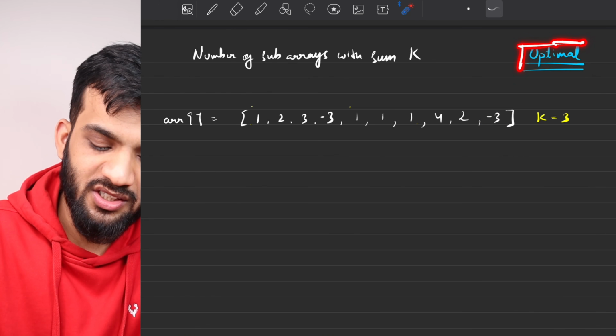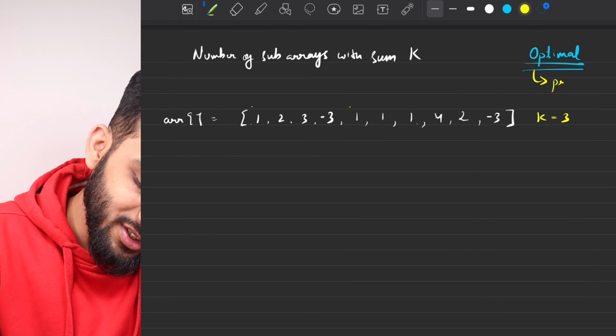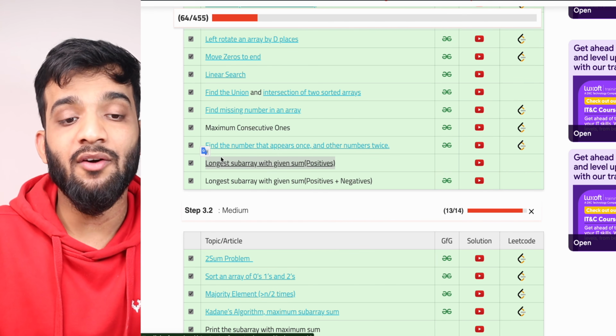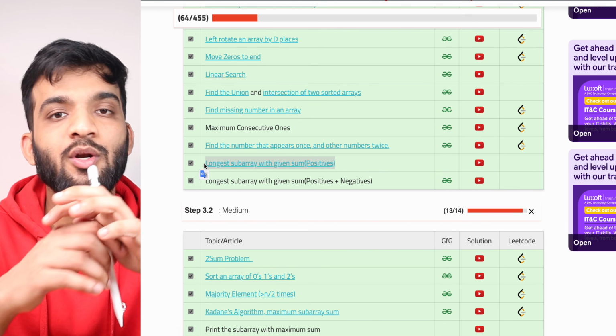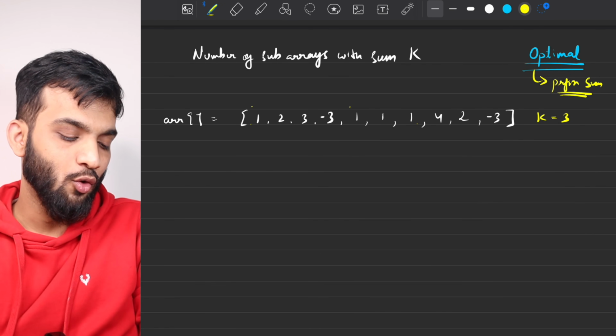So it's time to discuss the most optimal solution. The most optimal solution will be using the concept of prefix sum. In case you don't know about it, I've already explained it in depth in this particular video. I'll be leaving the video link in the description. Pause this particular video, go back and watch it, and then you can come back over.